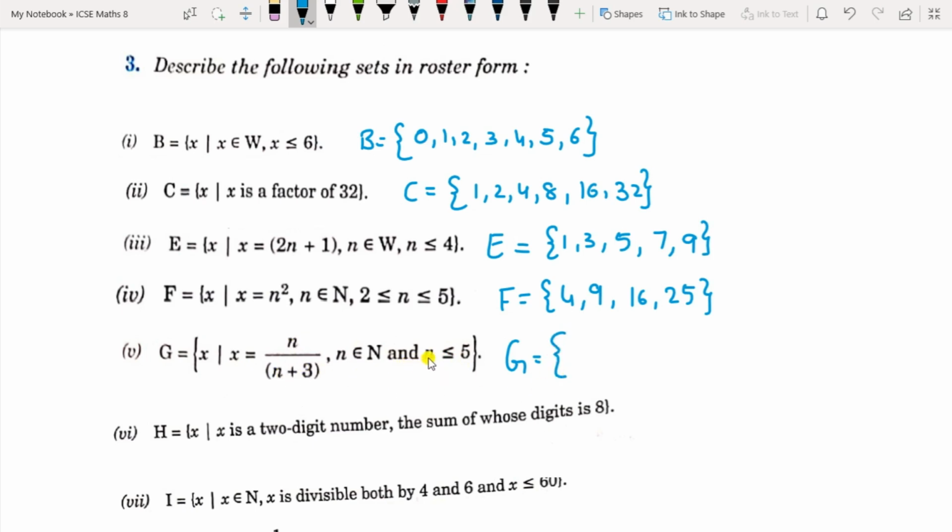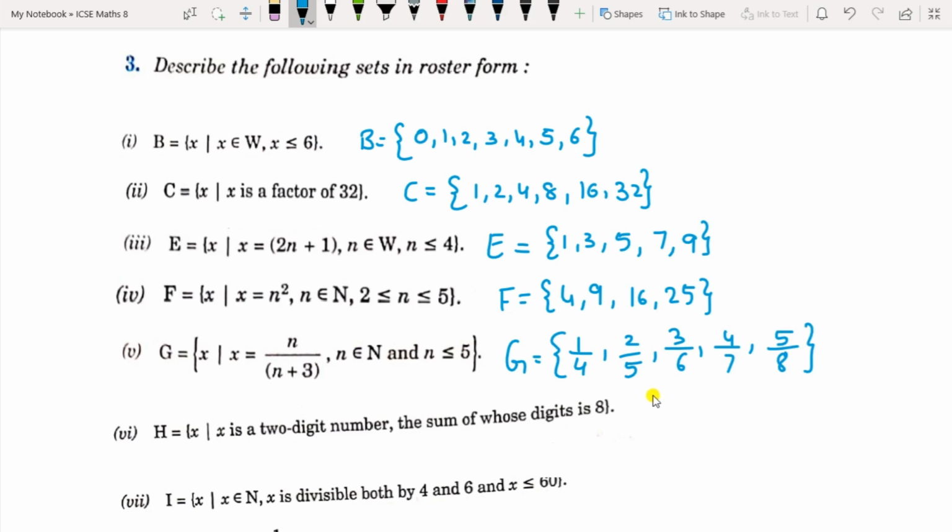So start from 1, substitute 1 here: 1 and 1 plus 3 becomes 4. So the first element is 1 upon 4, then 2 upon 5. Then substitute 3, 3 plus 3 is 6, so 3 upon 6. Then 4 plus 3 is 7, so 4 upon 7. Then 5 plus 3 is 8, so 5 by 8. So these are the elements of set G.